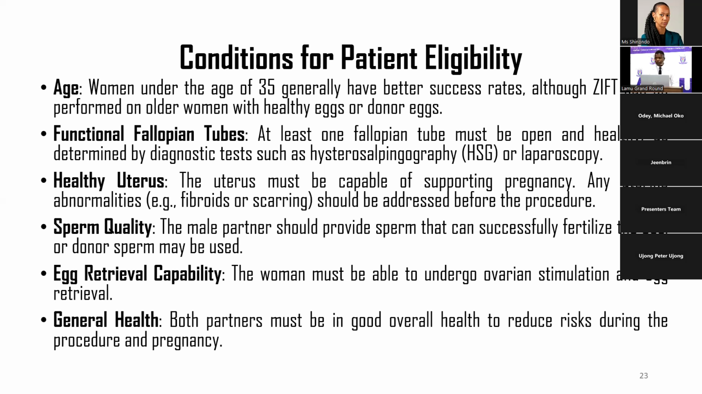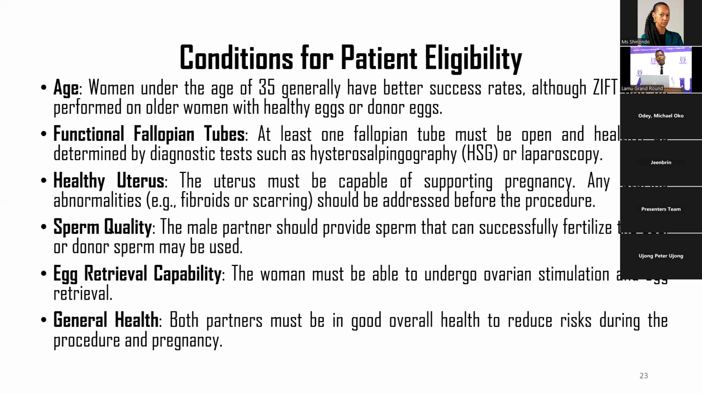Then the second one is functional fallopian tubes. At least one fallopian tube must be functional, or must be open and healthy, as determined by diagnostic tests such as laparoscopy. Healthy uterus: the uterus must be capable of supporting pregnancy. Any uterine abnormalities such as fibroids should be addressed before the procedure.